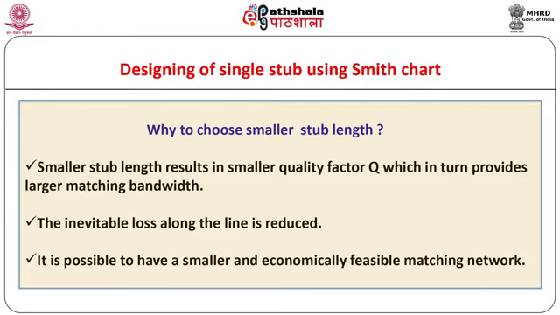It is because it results in smaller quality factor Q, which in turn provides larger matching bandwidth. It means that the same stub arrangement can be used over a larger frequency range. Due to smaller stub length, the inevitable loss along the transmission line is also reduced. In addition, it is possible to have a smaller and economically feasible matching network.